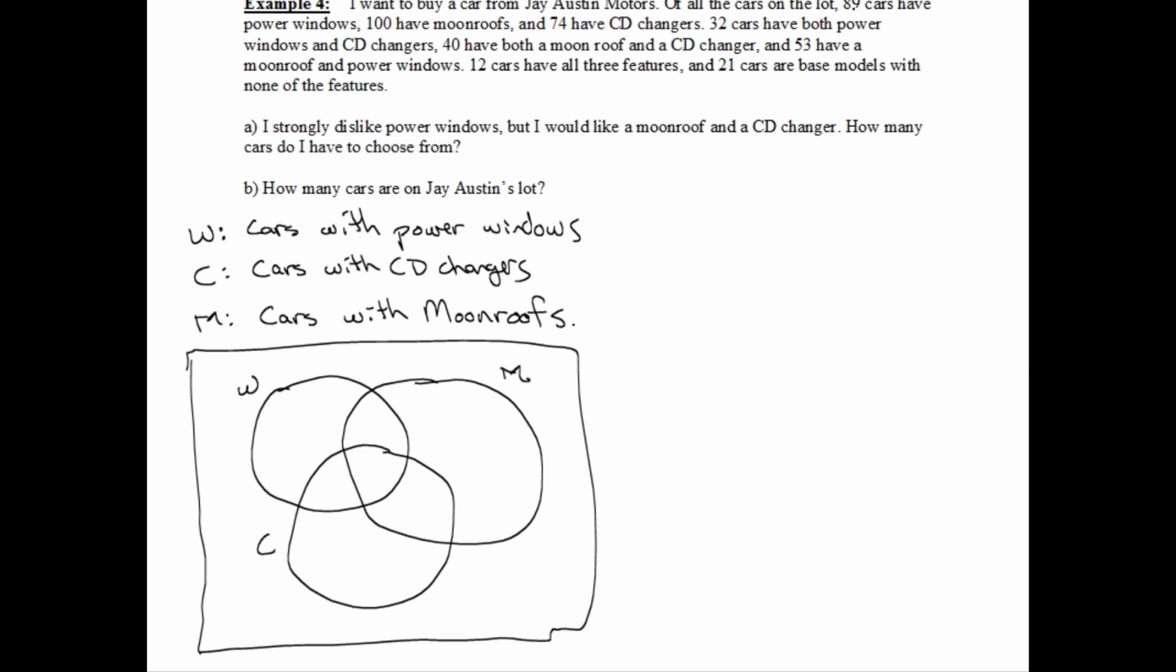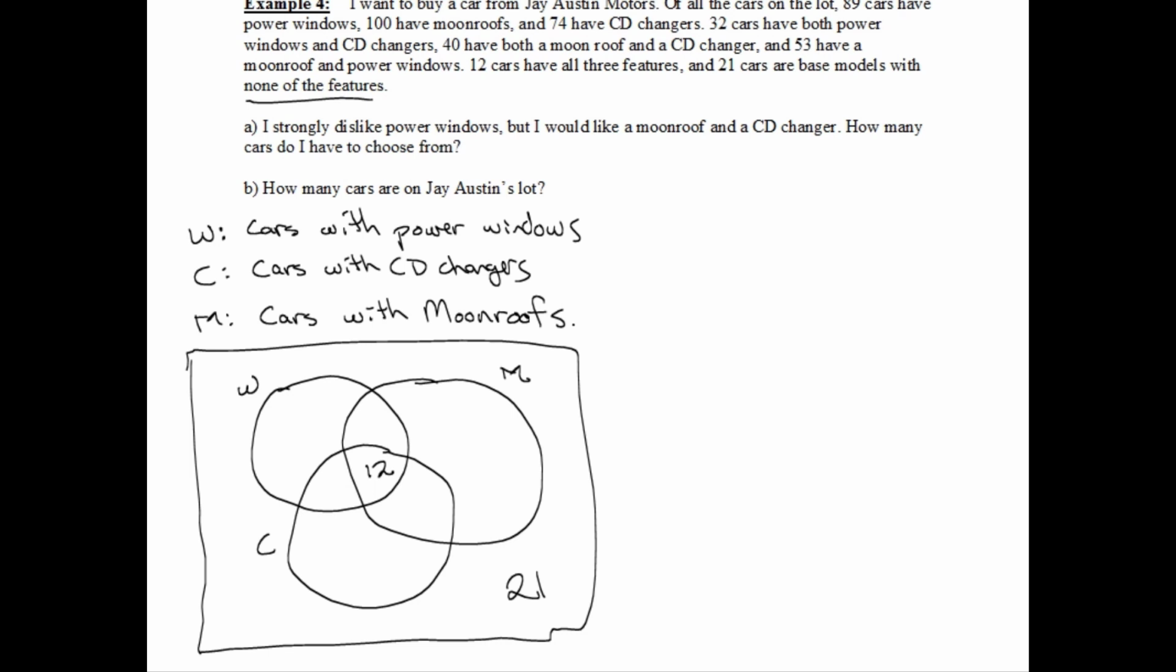Well, 89 cars have power windows, but if I look at the power windows circle, it's divided into 4 sections. And I don't have enough information in that phrase to answer it, so we're going to move on. Actually, if we go toward the end here, 21 cars have base models with no features, so where's that going to go? Well, that's going to go on the outside. What else is easy? 12 have all 3 features, so that goes here. That's also easy.